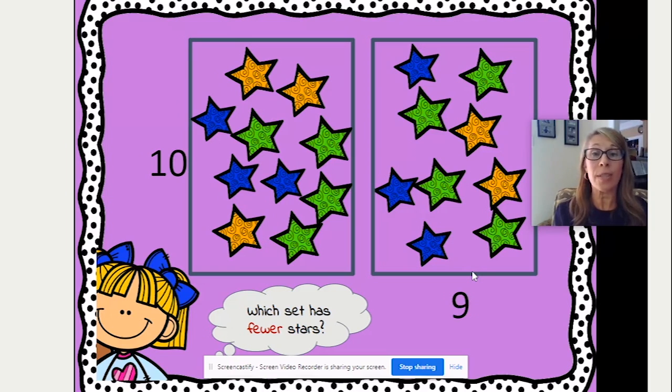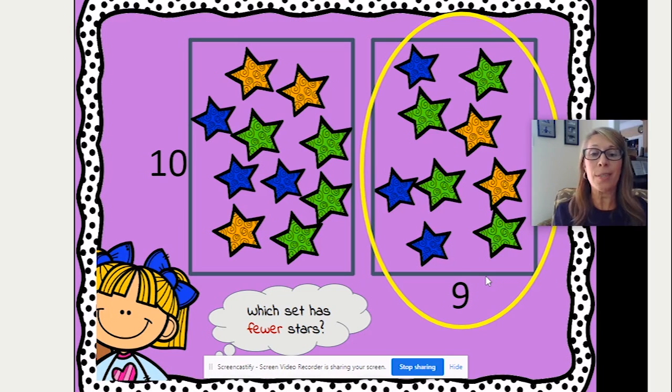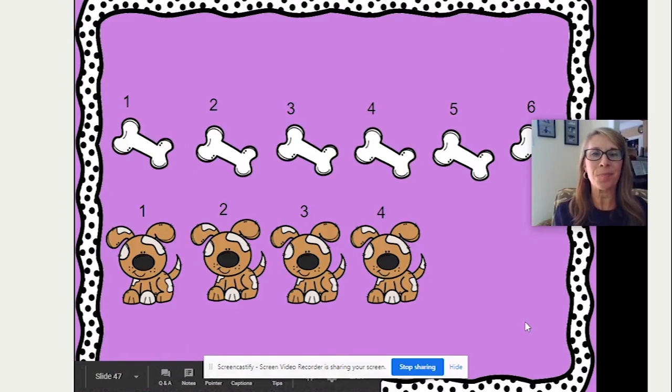Well, the question says which set has fewer stars. I know fewer means a lesser number, a smaller number. And I know that 9 is smaller than 10. So I'm going to say the set on the right has fewer stars. Did you guess the same? Great job, boys and girls.